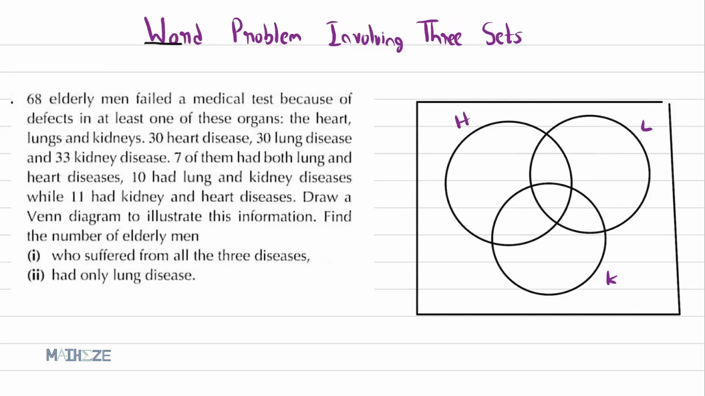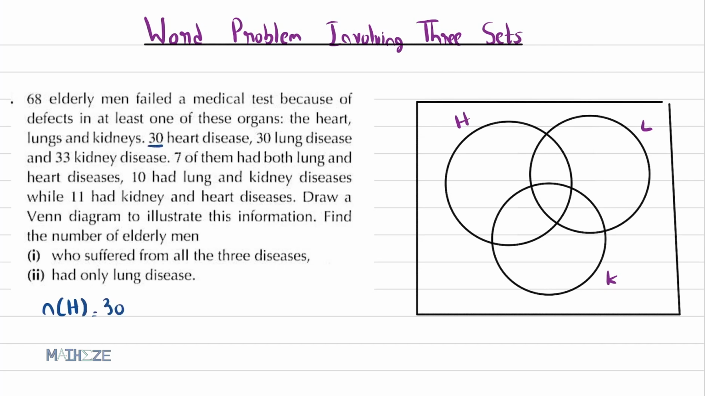Hi, guys. In this lesson, we are starting with word problems involving three sets. So let's begin. In questions involving three sets, always form the data first. 68 elderly men failed a medical test because of a defect in at least one of these organs: heart, lung, and kidneys. How many people had heart disease, guys?